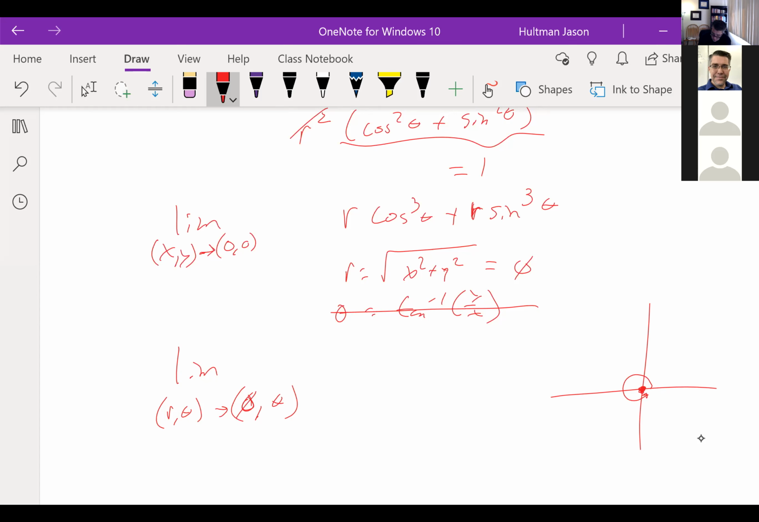So when I plug in 0 for r, this becomes cosine cubed theta plus 0 times sine cubed theta, which is 0. So the limit is 0 for that one. That makes sense. Thank you. Sure, absolutely.